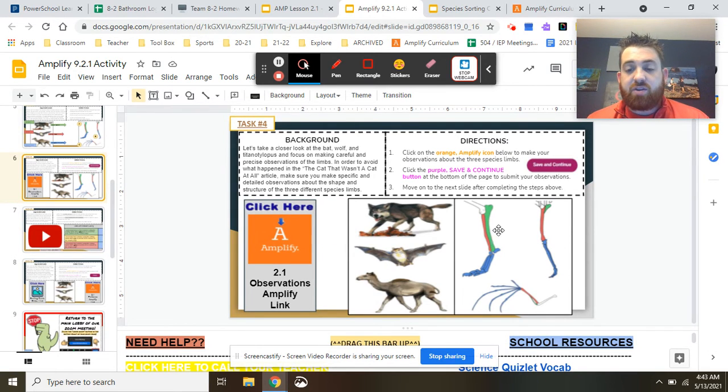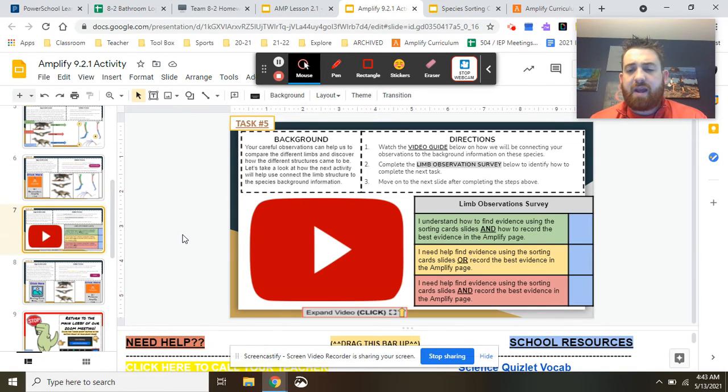So even though they have these shared structures in terms of the number of bones and their placement within the species, we're going to be figuring out how they became so different. So we need evidence to support why these are so different. In the next activity, we're going to find that evidence and record the best evidence in the Amplify page. So let's take a look.